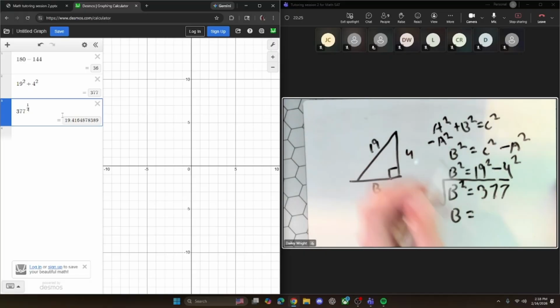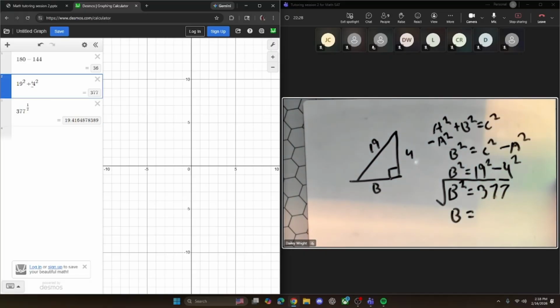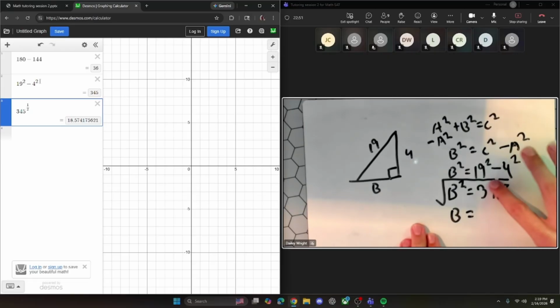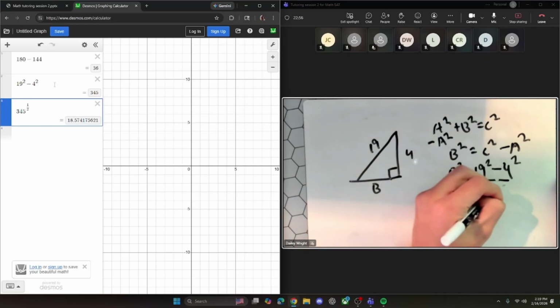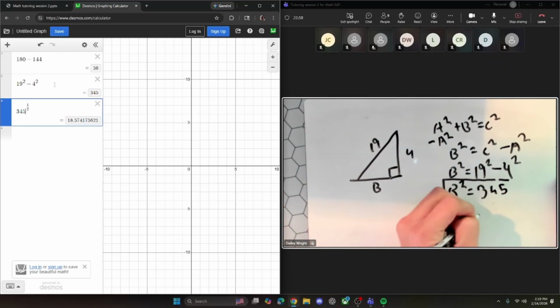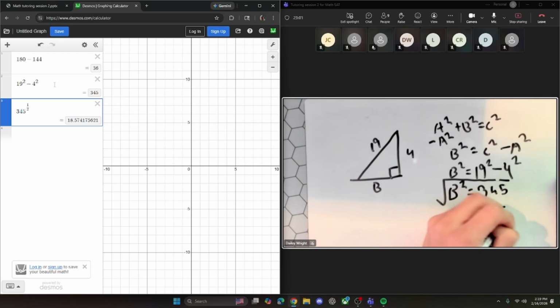The reason I caught that mistake is that I noticed my side angle was bigger than my hypotenuse, which can never happen in a proper right triangle if you're using Pythagorean theorem. 19 squared minus 4 squared. So the square root of 345 would be 18.57.